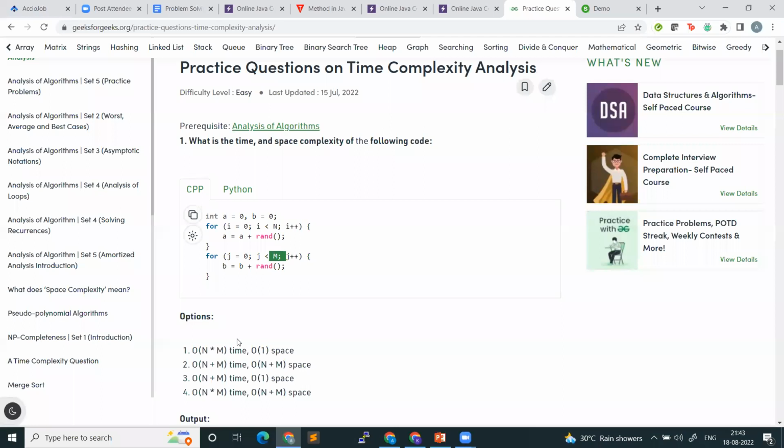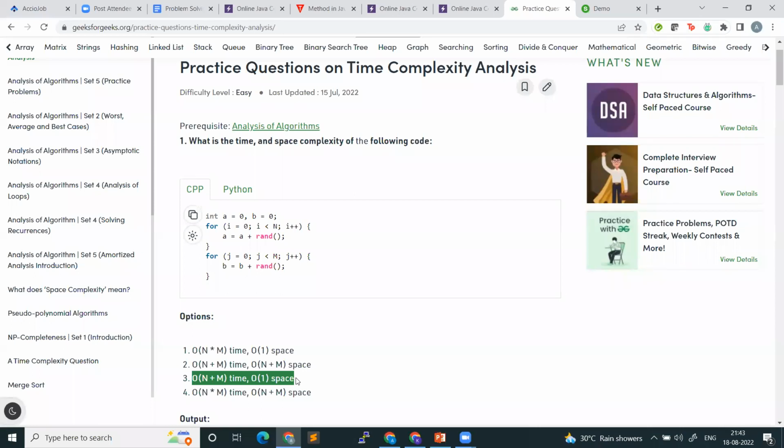Now what is the space complexity? Have you made any extra array or anything like that? All are basic variables. So the space is independent of n. So it is big O of 1 space complexity. So the correct answer is option number 3, big O of n plus m time and big O of 1 space. Is everyone clear with this? We will quickly solve 10 questions in 10 minutes. All are basic questions, right?